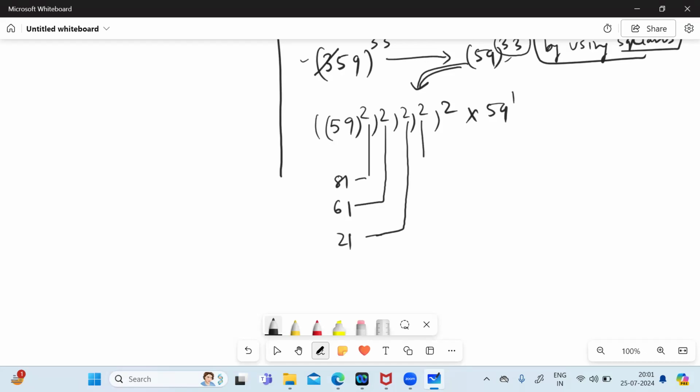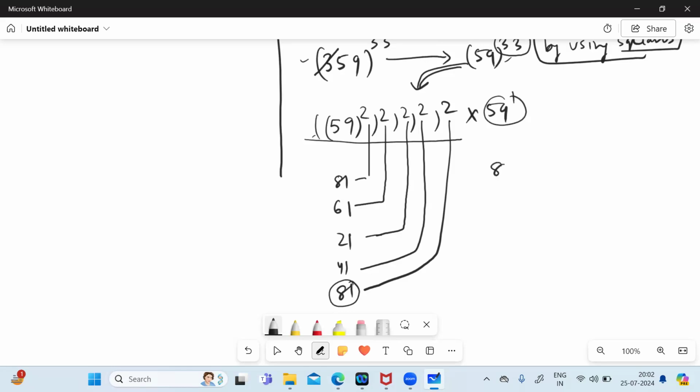Now, if we square 21, it is under 25 only, and we all know it is 41. And if we square again, it will give you again 81. So all these powers will make the last two digits 81. And then we have 59 also. So we'll just multiply 81 into 59 to get the last two digits of this power.